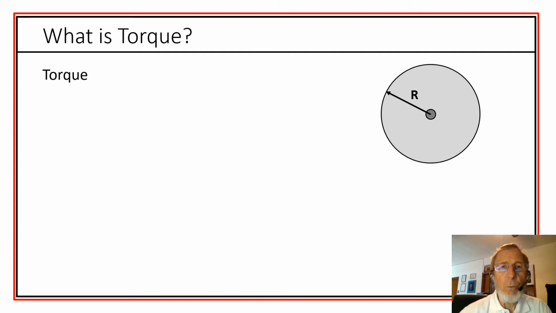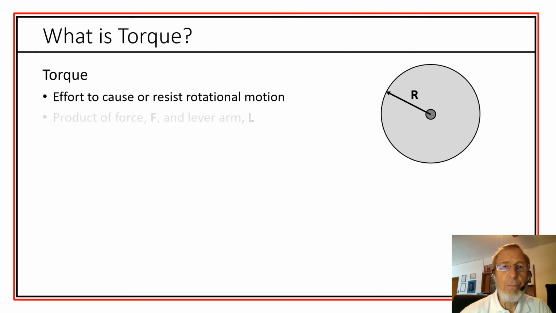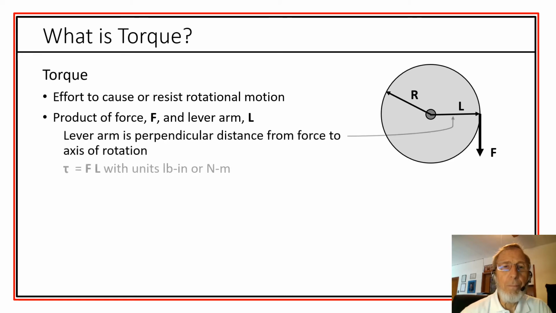So I've mentioned torque. What is torque? The torque is really effort to cause rotational motion or to oppose and resist rotational motion. So it's like a force, but it deals with rotation. It's defined as the product of a force and the lever arm that's used in causing this rotation. What is a lever arm? It's the perpendicular distance from the force to the axis of rotation.